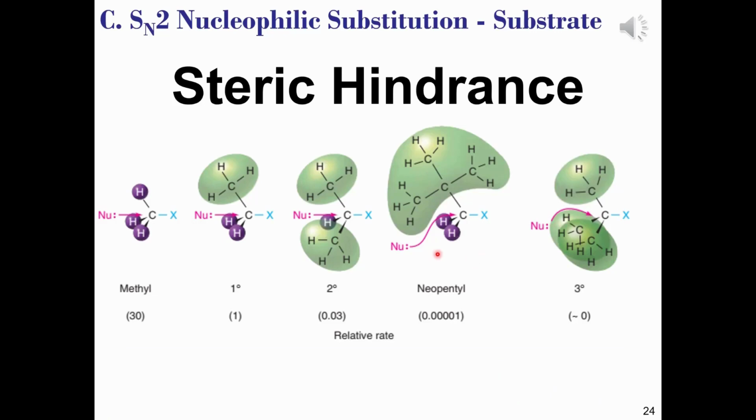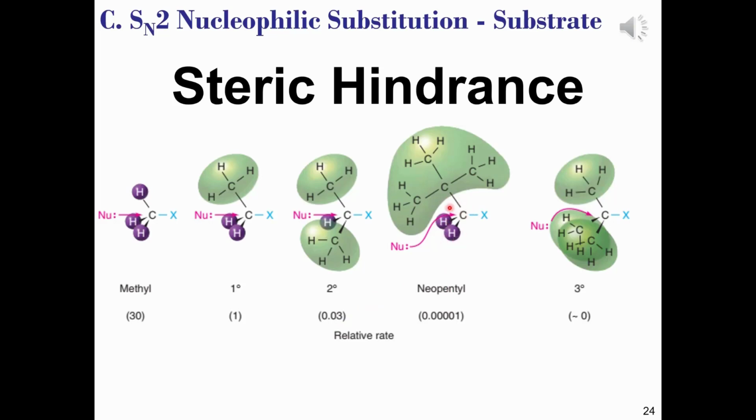Here we see the relative rates of reaction going from the methyl halide, which is the most reactive, all the way up to a tertiary substrate. The primary is an ideal substrate still for the SN2 reaction, but the secondary substrate is at least 33 times less reactive. Now we also need to be careful of looking at groups such as the neopentyl group.